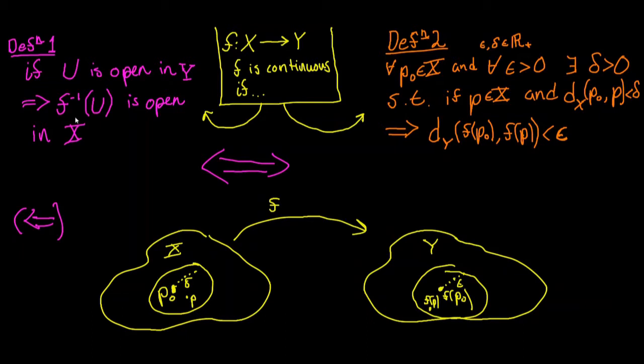Now, in this video, we're going to complete this proof of equivalence by showing that definition 1 implies definition 2. Thus, completing the fact that definition 1 and definition 2, these two definitions of continuity, are in fact equivalent. That is, they imply each other. So, let's prove that definition 1 implies definition 2.